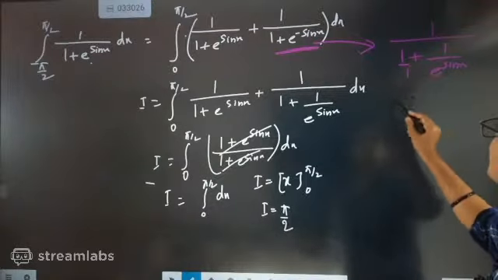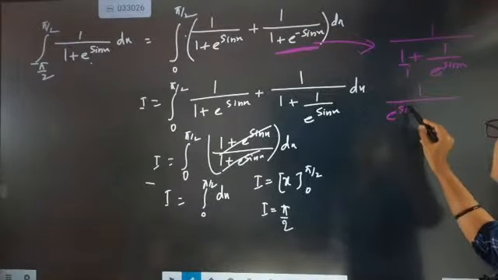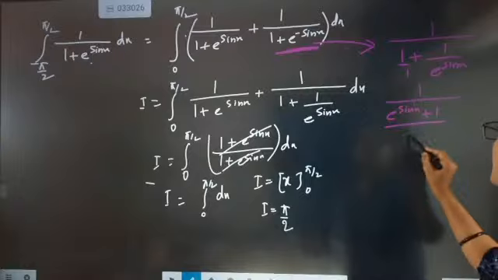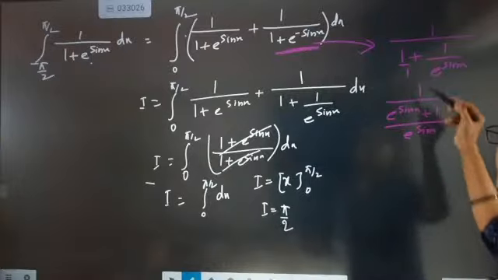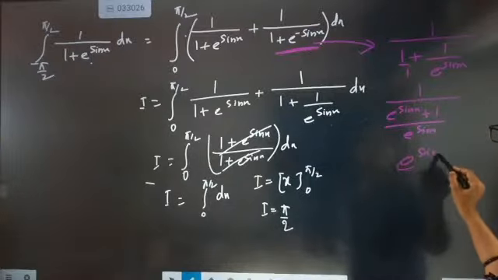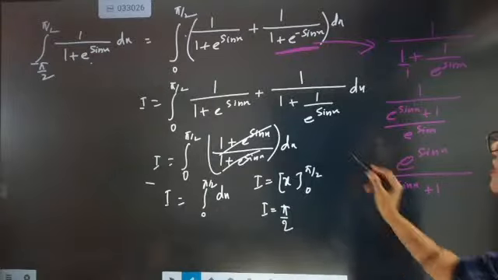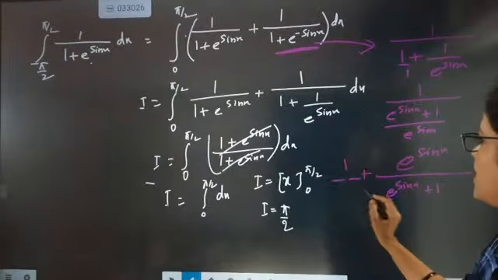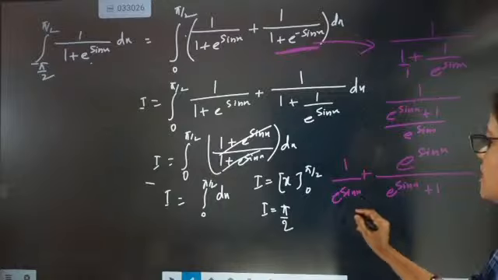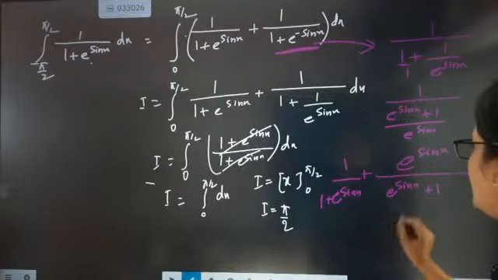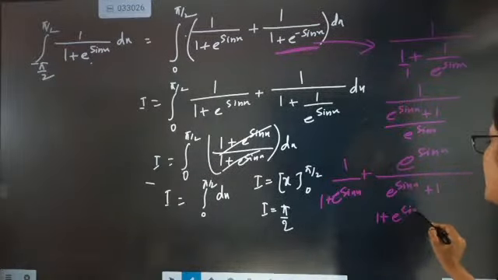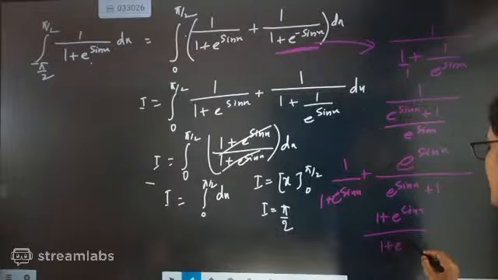Take LCM, so it is going to come as e to the power sin x plus 1 by e to the power sin x. Let the sin x go up. So e to the power sin x by e to the power sin x plus 1. And this side is 1 by e to the power sin x plus 1. So now these two are same. So it will become e to the power sin x by 1 plus e to the power sin x.